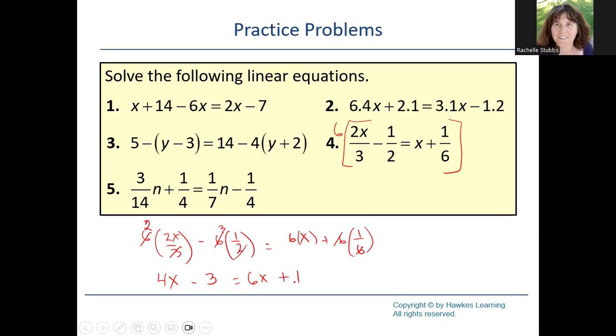And now, I think what I'll do is add 3 to each side, leaving me 4x equals 6x plus 4. Then I'm going to subtract 6x from each side, and that'll give me a negative 2x equals 4, or divide by a negative 2 on both sides, and I get x equals a negative 2.